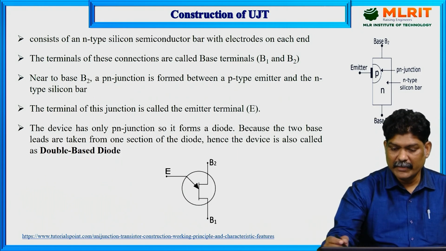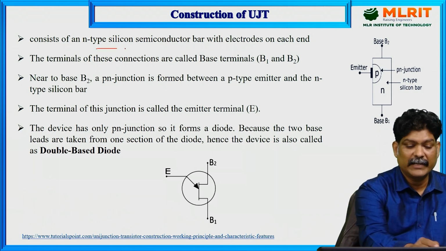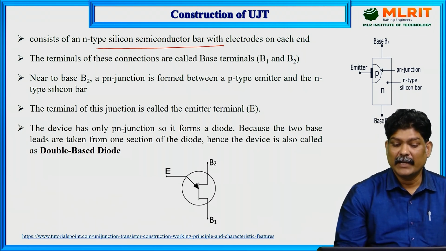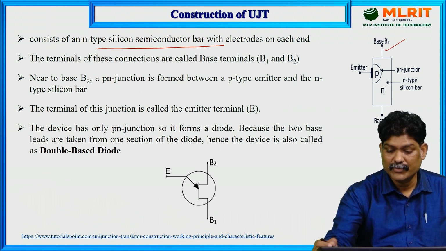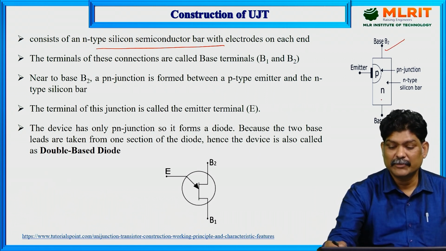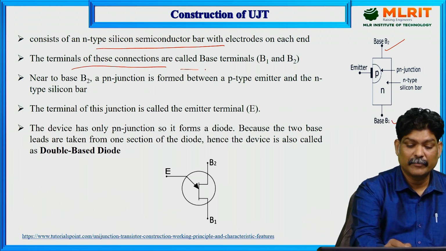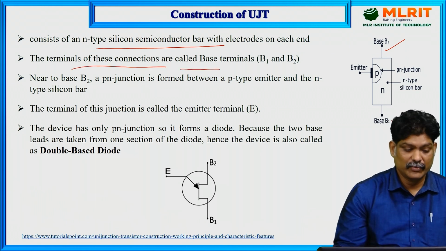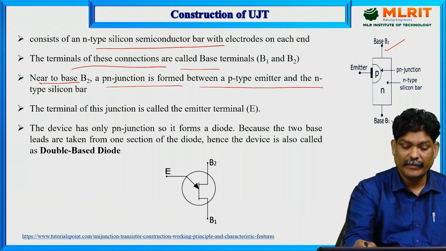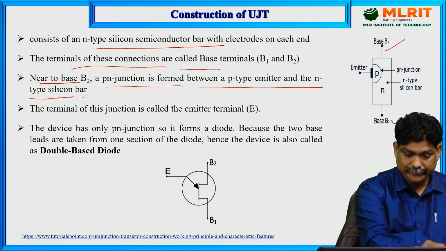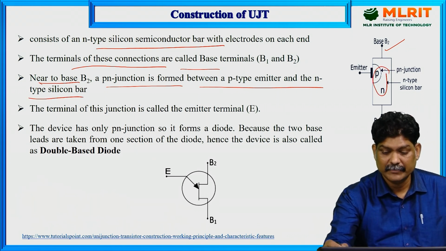I have already discussed the construction of UJT. It consists of an N-type silicon semiconductor bar with electrodes on each end. What are the electrodes here? Base 2 and base 1. So to this N-type semiconducting bar, the terminals are base 1 and base 2. Near base 2, a PN junction is formed between the P-type emitter and the N-type silicon bar.